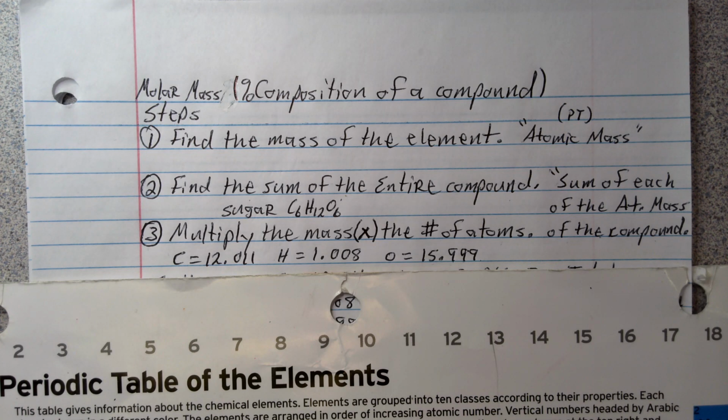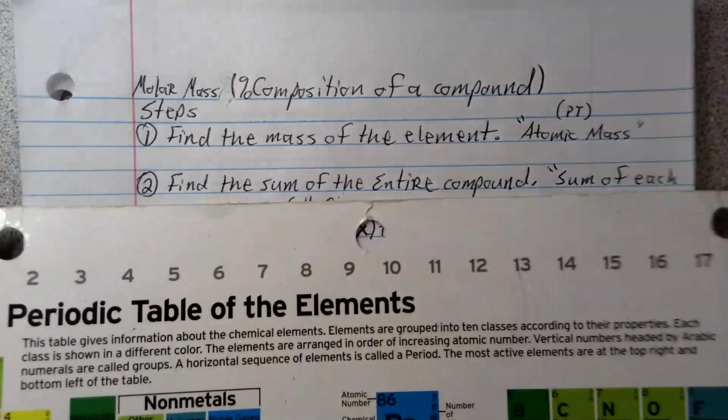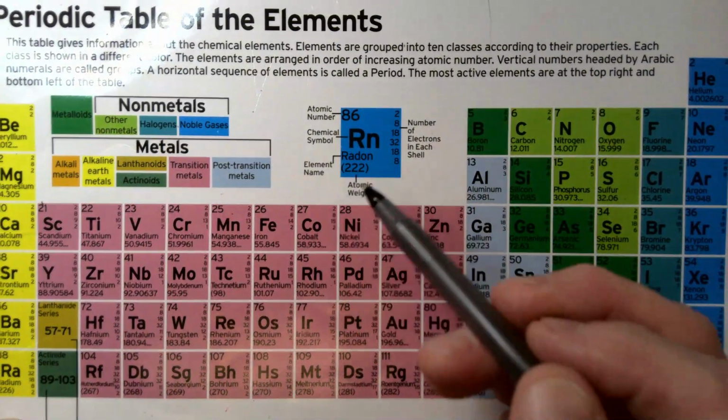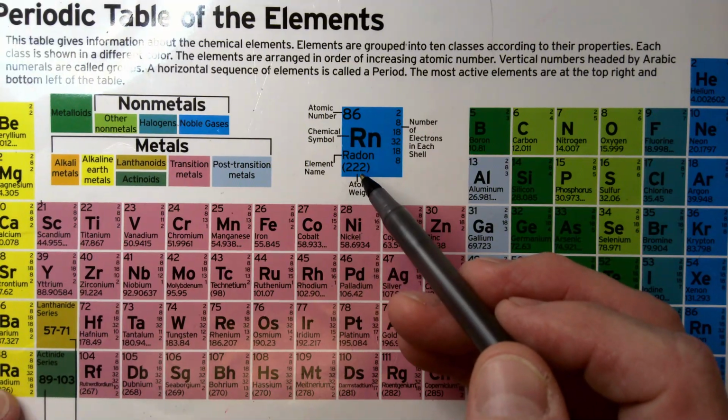So, like we said before, you're going to be finding the mass of an element in a compound. We do that by finding the atomic mass of it. We can find individual ones by using our periodic table. And on the periodic table, we're going to be using the number that we have already talked about before, and that is the mass number or the atomic weight.